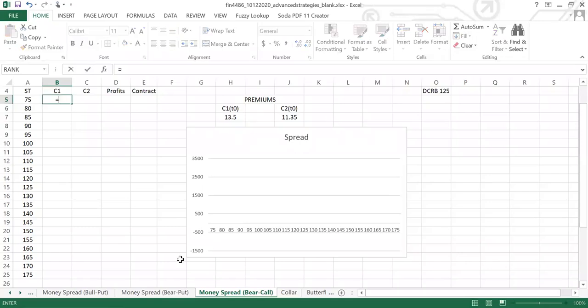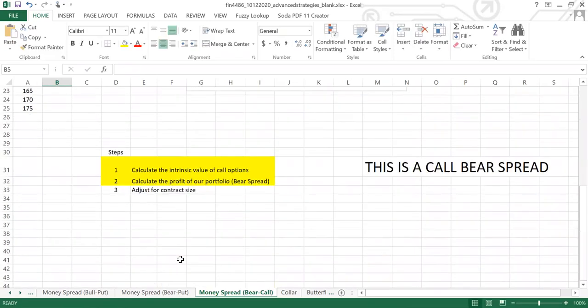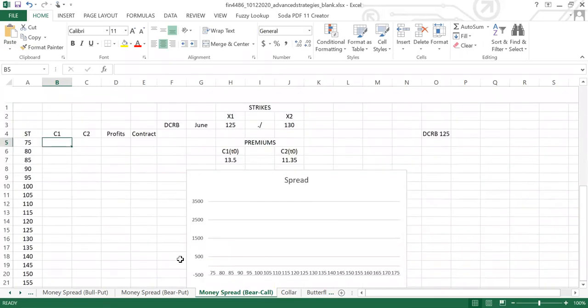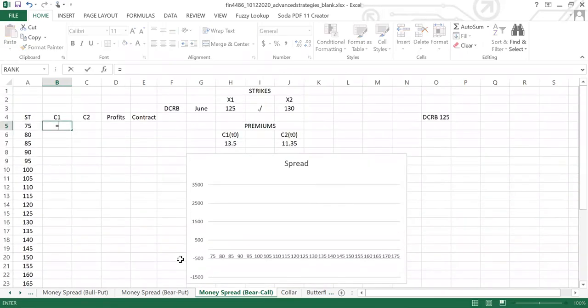We can do it fairly quickly because we have already done it a couple of times now with put options and with the previous bull spreads. So we already know the steps. We have them down here. First step, get the intrinsic value, then get the profit, then adjust for contract size. So let's get the intrinsic values.